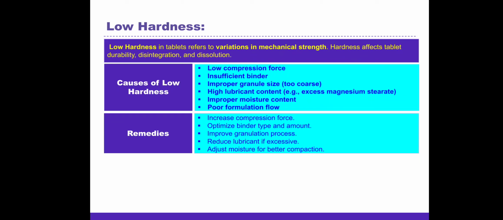For maintaining the proper granule size, we have to control the milling and sifting process. We have to ensure that we are using an appropriate screen and appropriate sieve for milling and sifting operation respectively, so that we will maintain the proper granule size and we can avoid the low hardness problem.